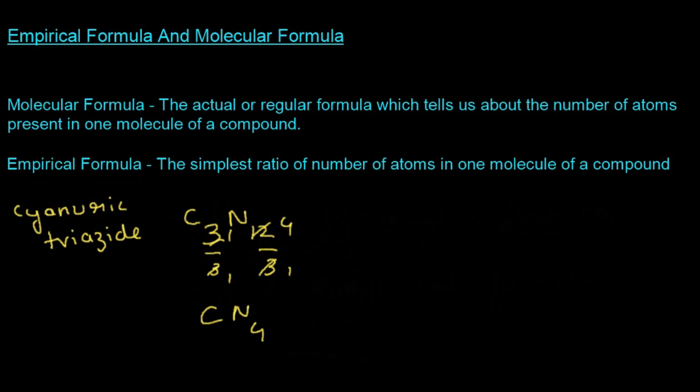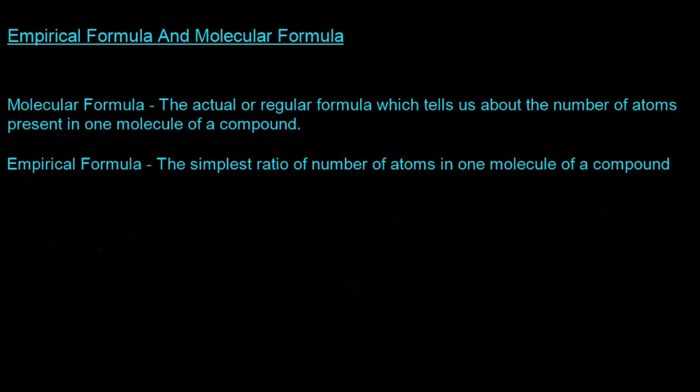This is the empirical formula and this is the molecular formula. So to summarize, molecular formula is the more precise, more accurate and reliable formula of a compound, whereas empirical formula has more to do with the ratio of the number of atoms. It gives us the simplest ratio. It doesn't tell us the number of atoms or the total number of atoms in a molecule. So although empirical formula has its own significance, molecular formula is preferred more in chemistry.